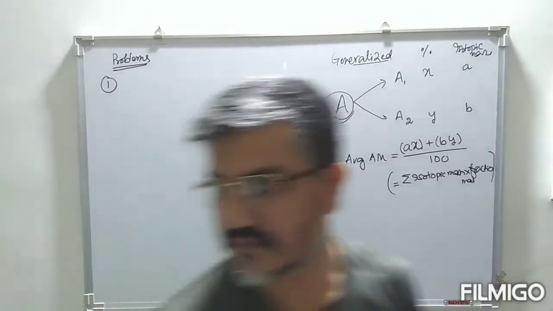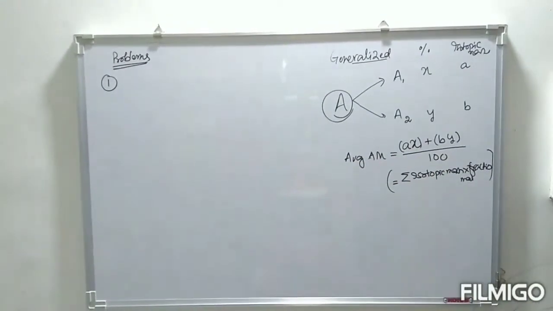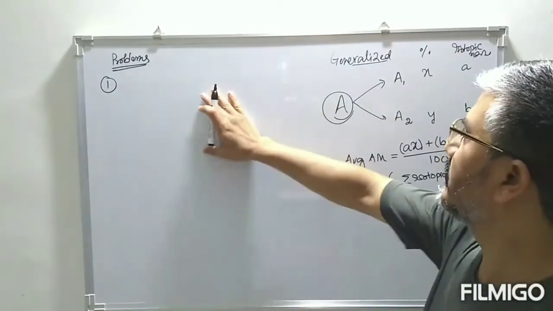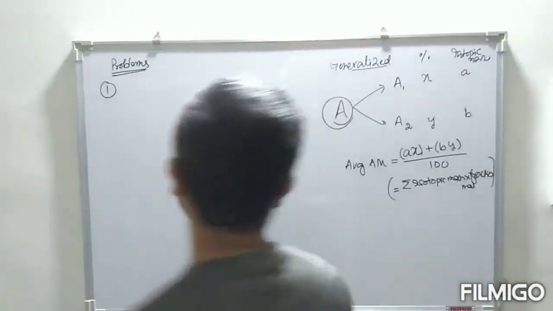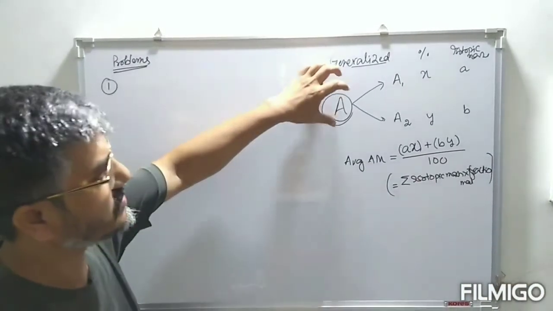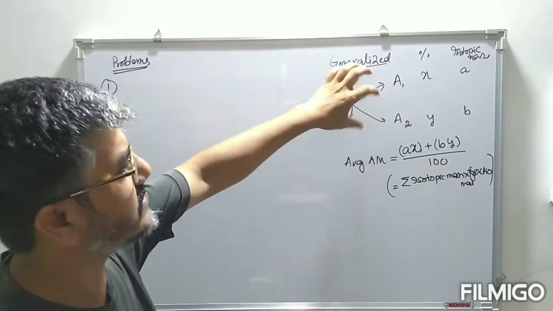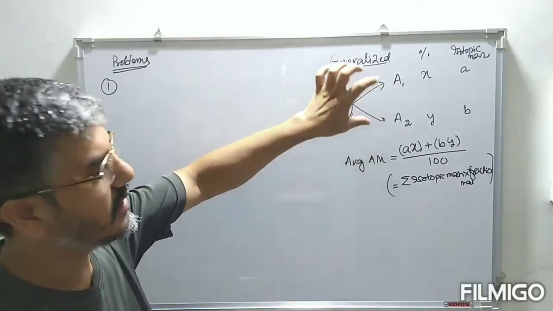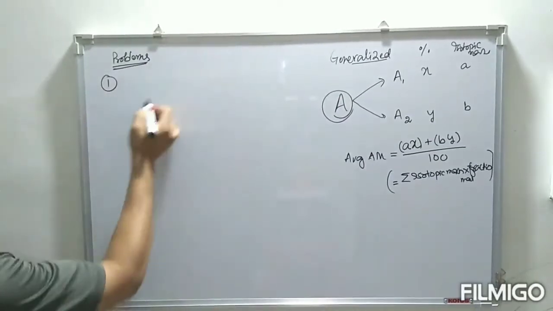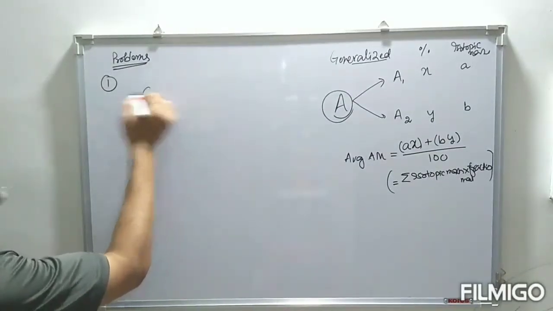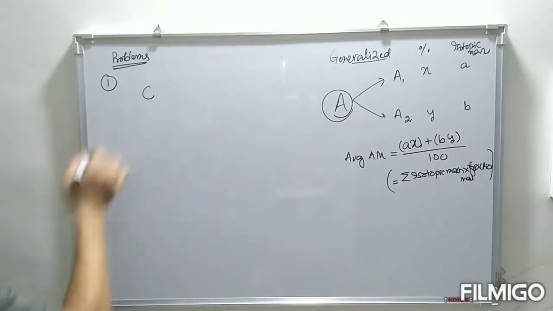Problem 1. Now look at this, we have this average atomic mass. We define this average atomic mass as the average of all the given components, that is the isotopes present in that given element. Look at this carbon, the element carbon.